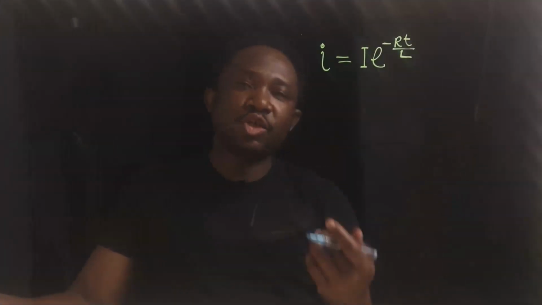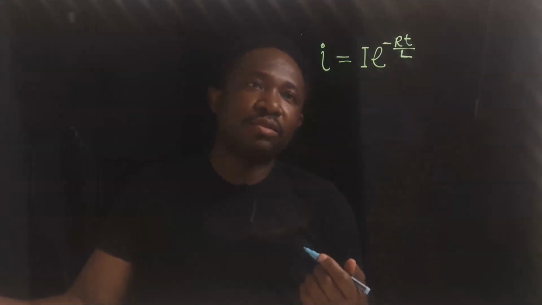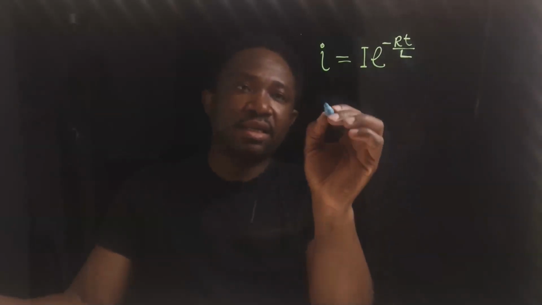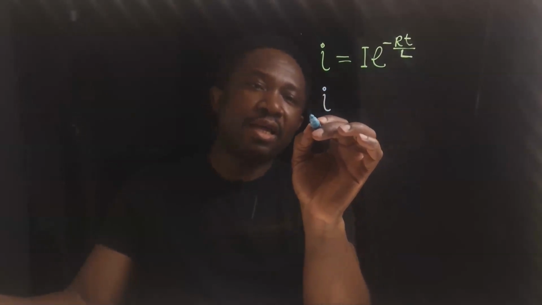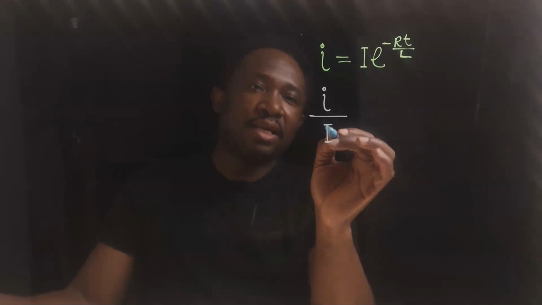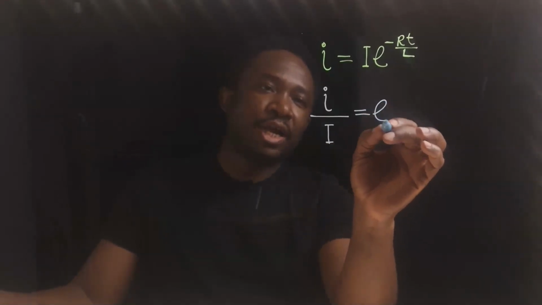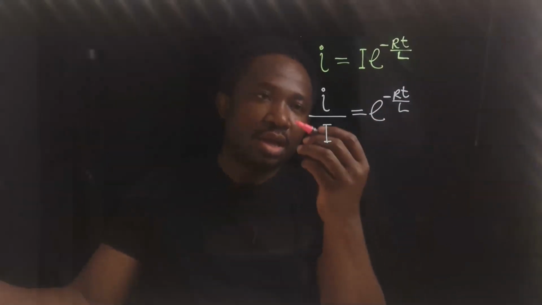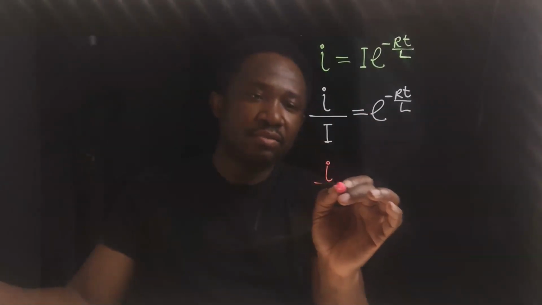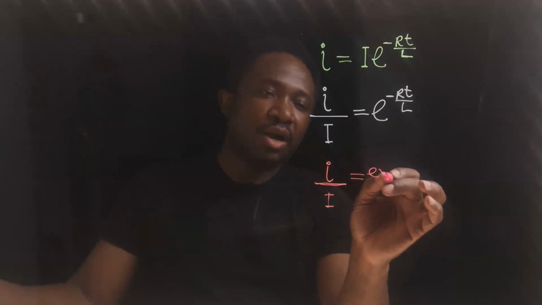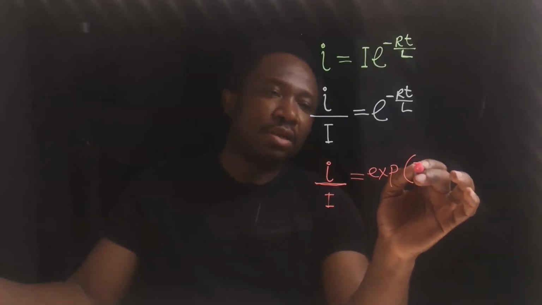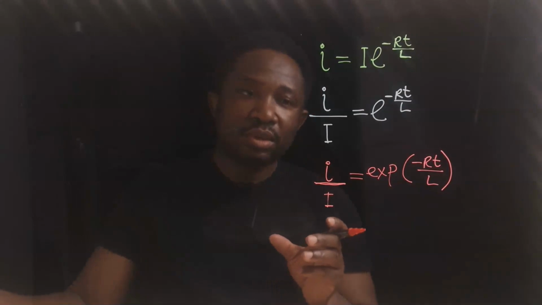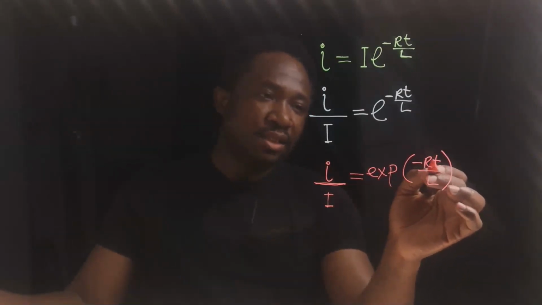Let's make t the subject in this equation. The first thing I'm going to do is to eliminate this I. I'm going to have small i divided by the capital I, and now I have exponential minus RT over L. I can also rewrite this as i over I, and I'm going to have exponential minus RT divided by L. Our aim is to make t the subject.